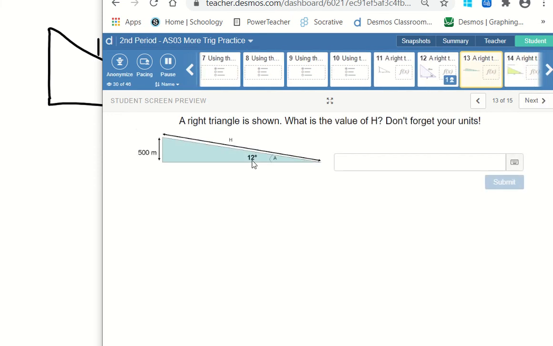All right, so this one, let's see, we've got 12 degrees, we've got the opposite side, and then we're missing the hypotenuse, and we're trying to find that. So we've got opposite and hypotenuse that we're working with, so that means sine, right? Sine is opposite over hypotenuse. So let's write an equation for that one.